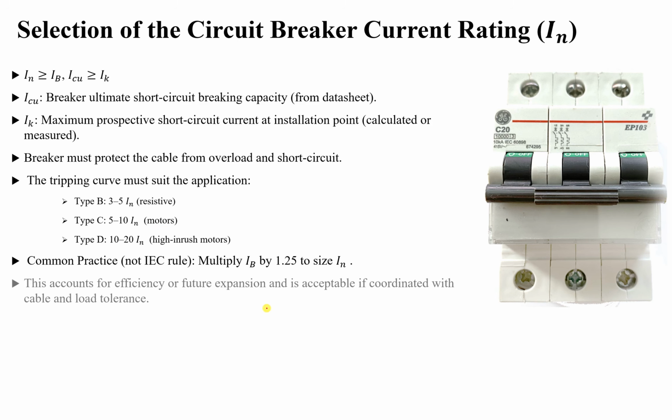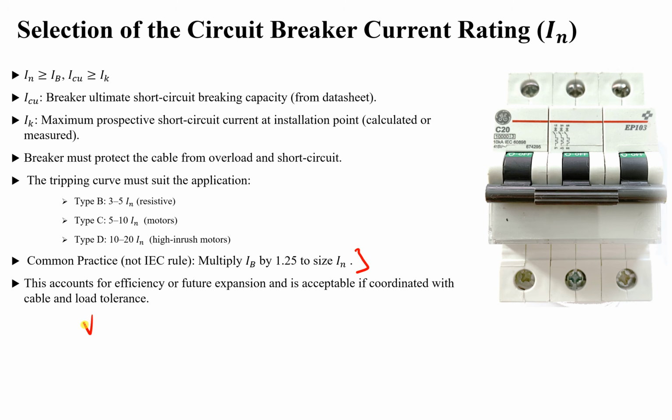The 1.25, as a common engineering practice, is used for future expansion, and it is acceptable if the cable is selected to be higher than this value after correction factors and suitable for our load. This is a common engineering practice. Now, where did this come from?